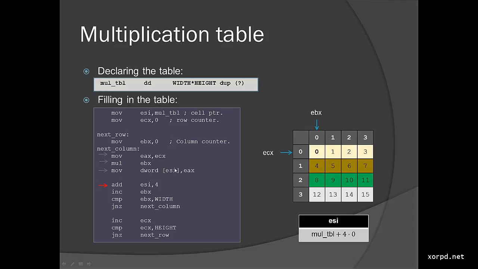ESI has the job of pointing to the current cell. And currently ESI points here to this cell. By the way, the numbers that you see here inside those cells are not what is going to be inside the memory. They are just the numbering, so you can understand. Whenever ESI is 0, for example, it means that it points to this cell. If ESI was 10, for example, then you know that it points to this cell. Those numbers are just a reminder for you that this table has this representation in memory.